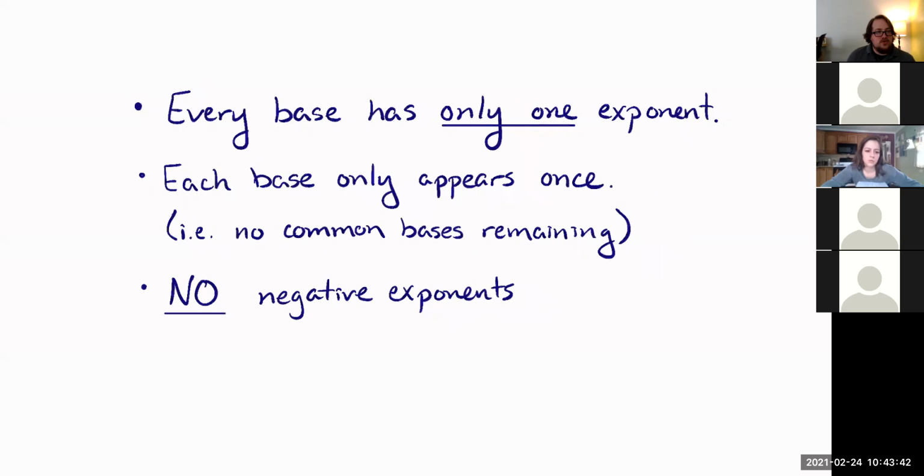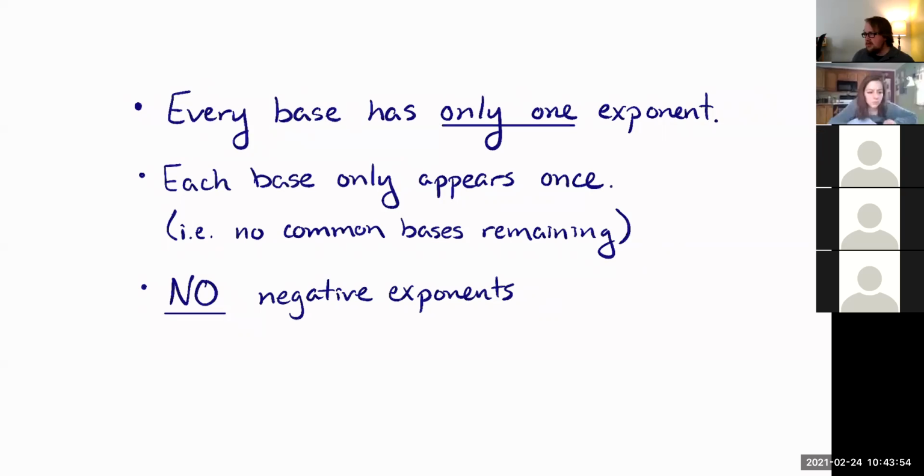If each of those three things are true, you've probably simplified it as much as you possibly can. So every base has only one exponent. Each base only appears once, so no more common bases. Because if you have common bases, if they're being multiplied, you add their exponents together. If they're being divided, you subtract their exponents. And then I would save the no negative exponents concern for the very, very end, because as we saw, sometimes the negative exponents work themselves out. So don't worry about them until you know that they're still hanging on. At which point you do that little maneuver, make them positive, and you're good to go.